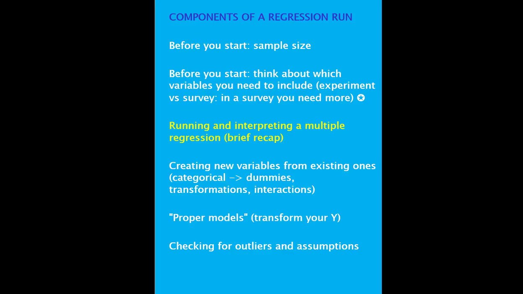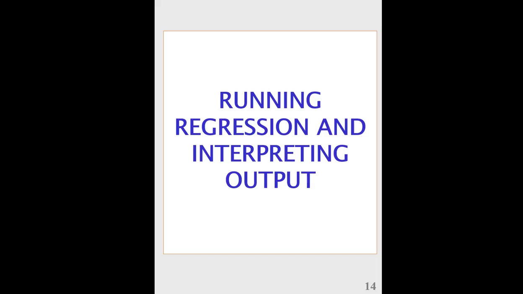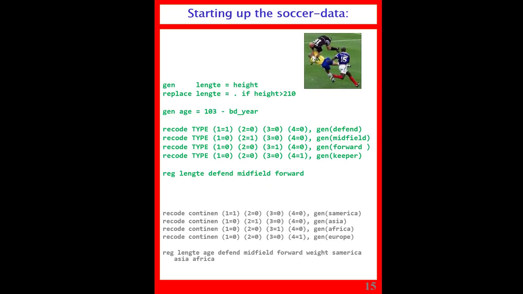Actually, the next logical one will be this one, before you start thinking about which variables you need to include, not only how many cases, but also which predictor variables that you want. But it's easier to do the third one first, because we basically covered this last time. This is a very brief recap of what we did before on the soccer data.